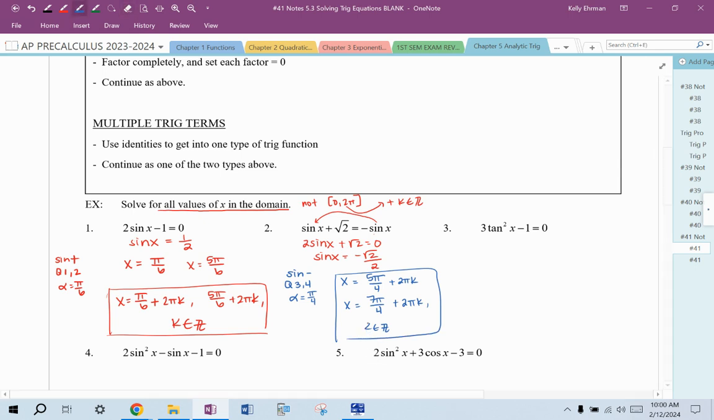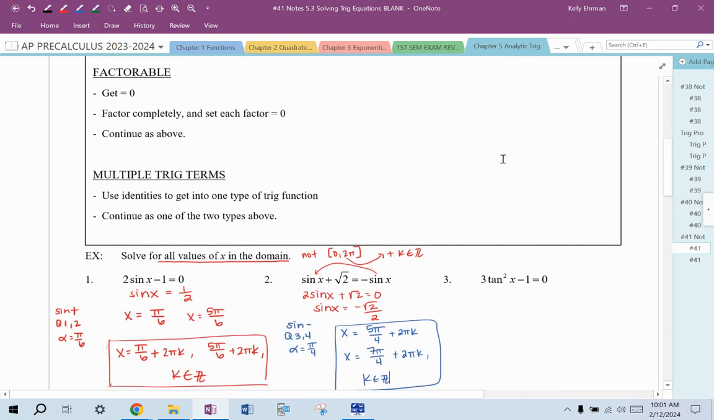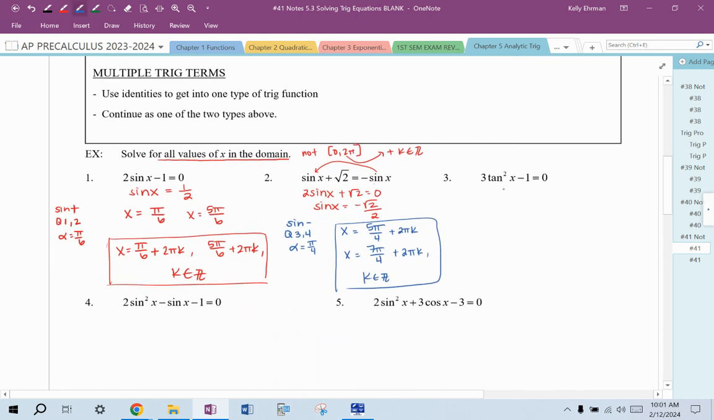All right, let's look at the next one. So 3 tangent squared minus 1. Even though this is tangent squared, it's still a single trig term. So let's isolate the trig term to begin with. So tangent squared x equals 1/3. Square root both sides. Now, when you introduce a square root to an equation, when you square root both sides, it's plus or minus 1 over radical 3.